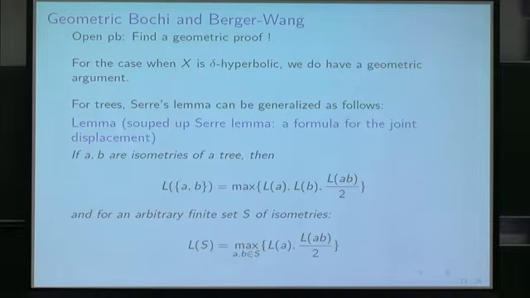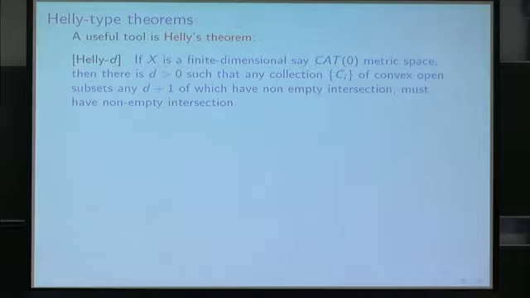And the reason for this is a kind of Helly theorem. For trees, it's obvious that if you have a bunch of subtrees that pairwise intersect, then they must intersect globally, right? But in general, this Helly theorem is very useful. I think in this context, this was maybe first exploited in a nice paper of Benson Farb.